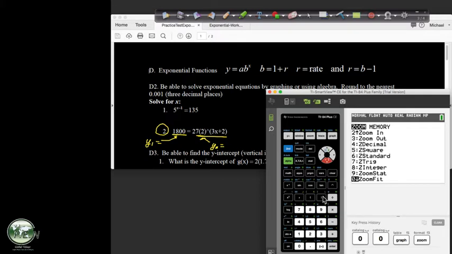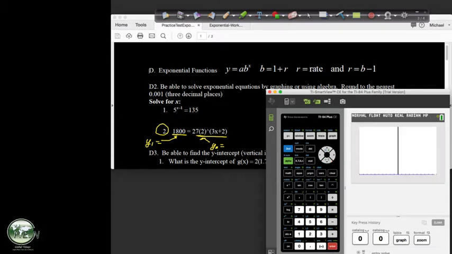Okay, so there's this thing called zoom fit. If you hit that one, it will draw it, but see this one, it didn't do too good of a job. Sometimes it works, sometimes it doesn't. So it made the exponential fit in nicely, but here's our graph down here.